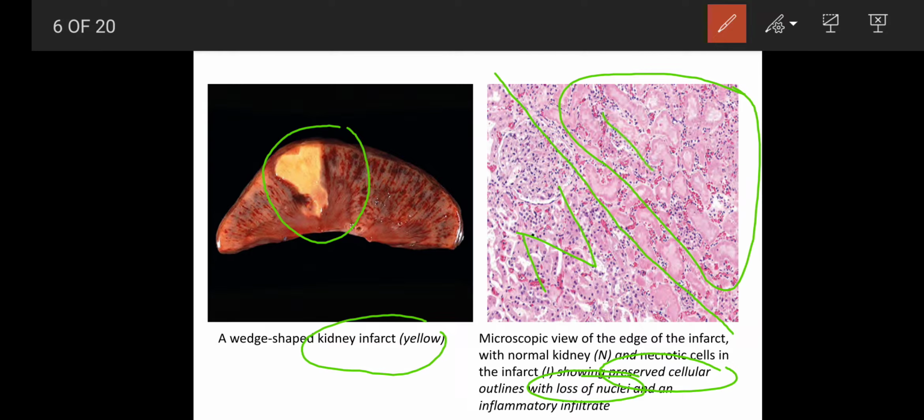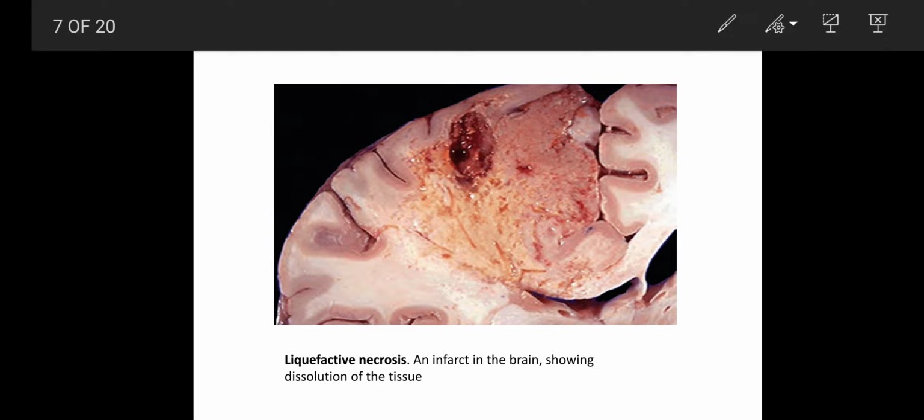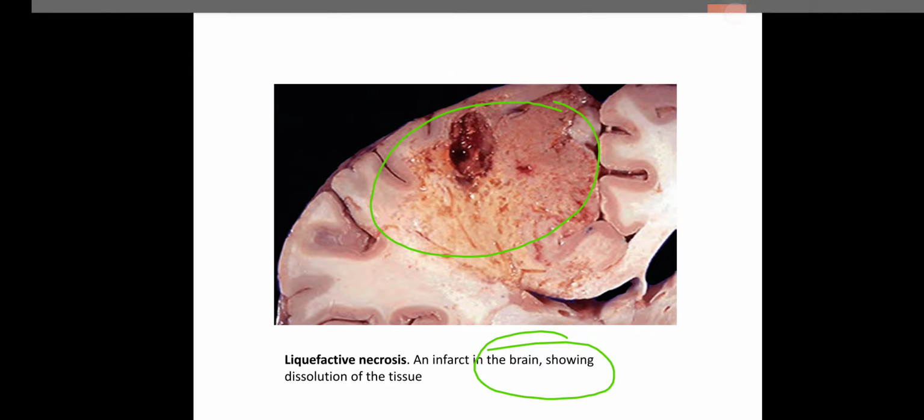Plus if you see in between, they have inflammatory infiltrate. Let us go to the next image. This is a classical image showing liquefactive necrosis. So whenever necrosis is occurring in a parenchymal organ and that area of necrosis becomes a liquid, this form of necrosis is liquefactive necrosis. You have a bag of pus over here. Now classically liquefactive necrosis is occurring in the brain.